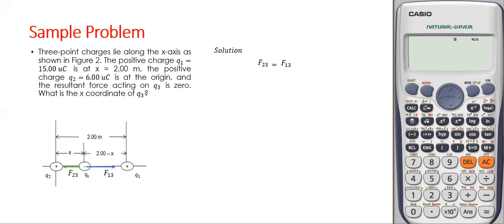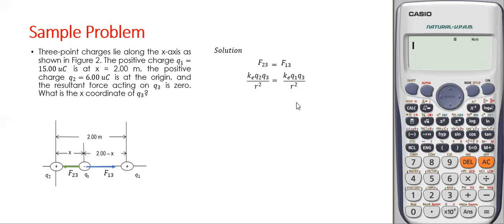Okay? Force F2 to 3 can be obtained by using the definition of Coulomb's law, and that is KE, Coulomb constant, multiplied by charge Q2 and charge Q3, divided by the distance between charge Q2 and charge Q3, equal naman doon sa magnitude ni force F1 to 3, which can also be obtained by using Coulomb's law, equal to KE, Coulomb constant, charge Q1 times charge Q3, divided by the distance between charge Q1 and charge Q3.